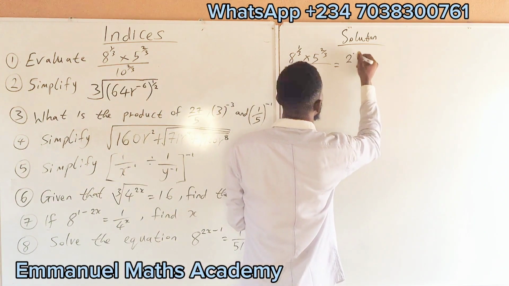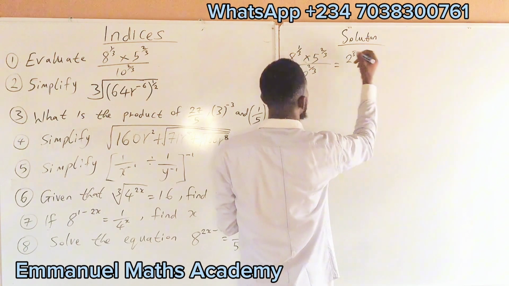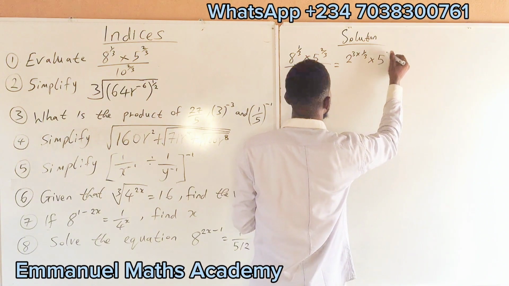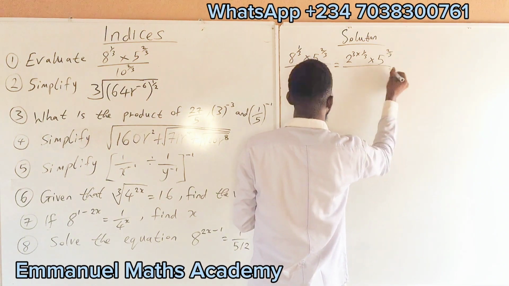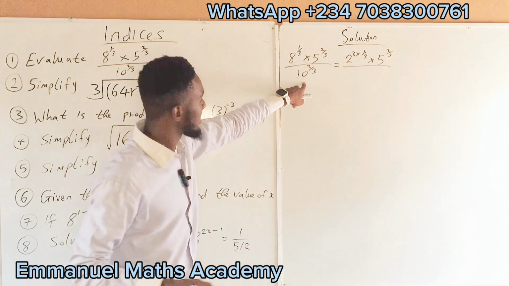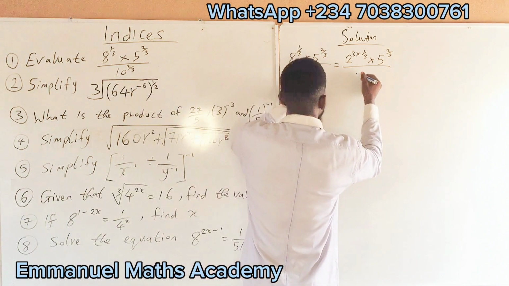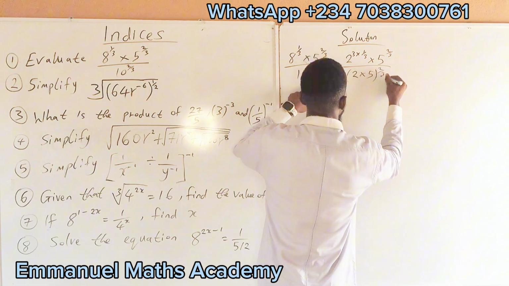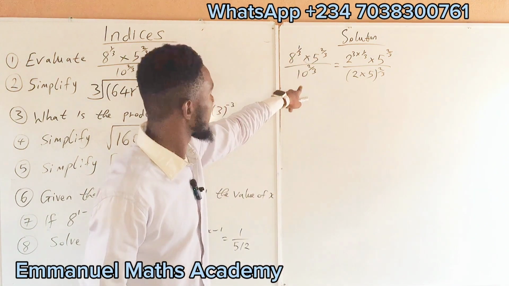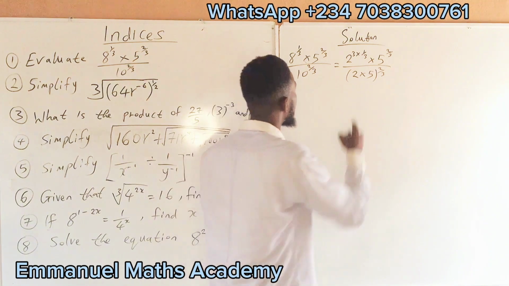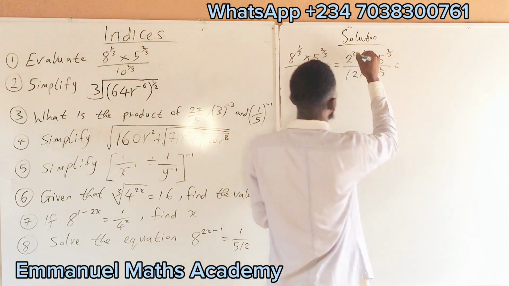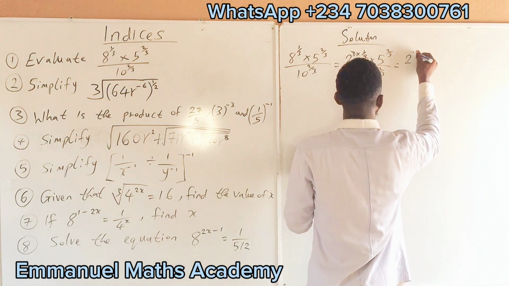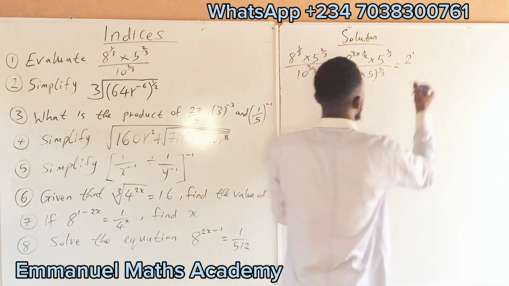You have 2 raised to power 3 times, remember your what? 1 over 3 times 5 power 2 over 3, right? And from this, we can also separate this, right? You can separate this to what? 2 times 5 power 2 over 3. Is that clear? Now, the next step is what? 3 will cancel 3. We have 2 raised to power 1, right?